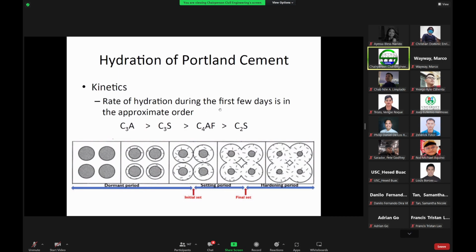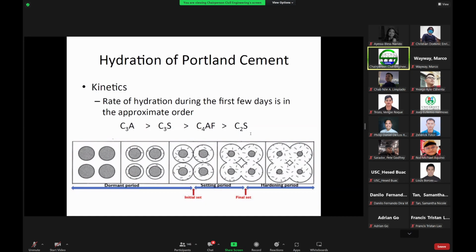Okay, so in the previous slides, we talked about the hydration of each individual component of your Portland cement. Now let's talk about the hydration of your Portland cement as a whole. The rate of hydration during the first few days is in this approximate order. Your C3A, most reactive, is going to react first, then your C3S, C4AF, then the C2S, which is the slowest.